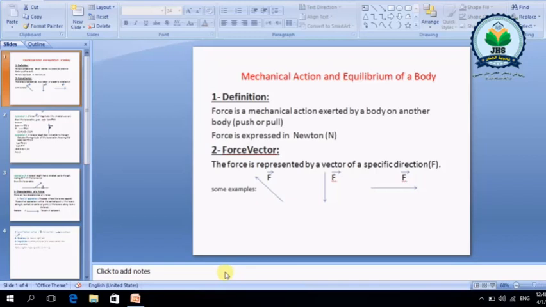Today we're going to take the first lesson in mechanical action and equilibrium of a body. We will take the first part of this lesson, and within 2 days, inshallah, we will take the second part. First of all, we will define force.